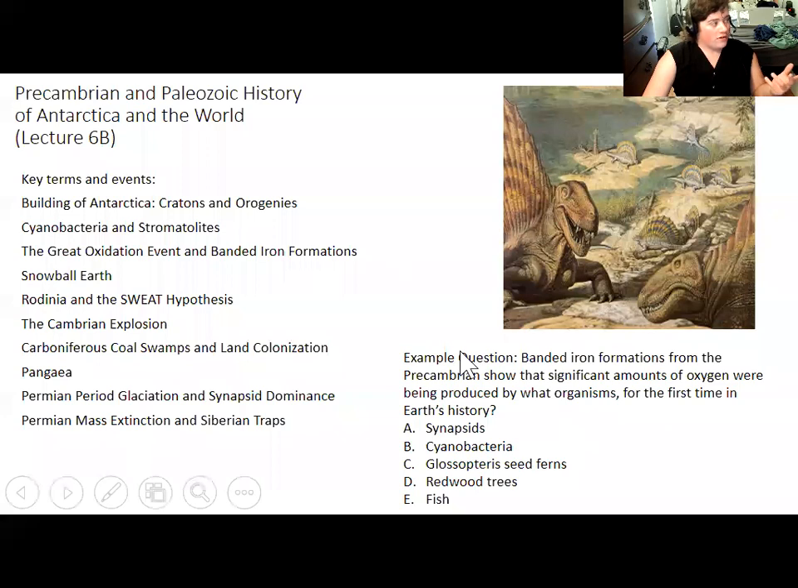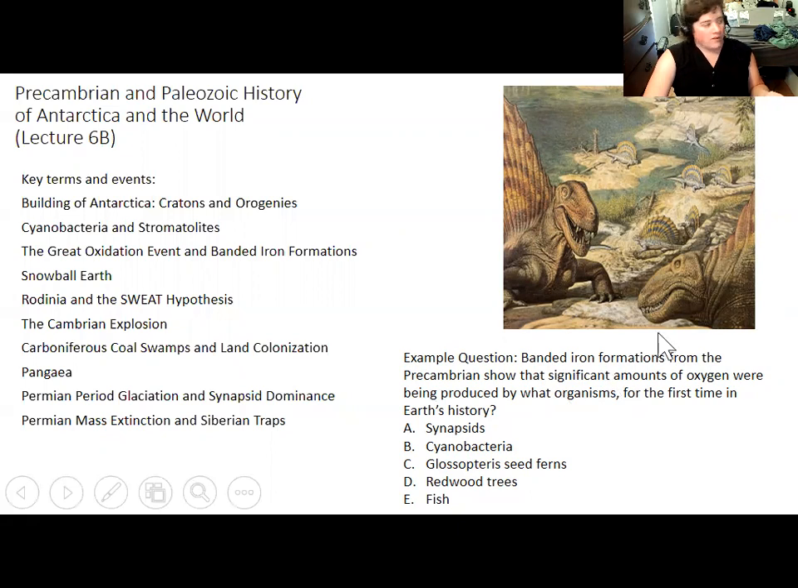Now, the example question is one that might test you to know what sort of organisms would actually do this. So, banded iron formations from the Precambrian show that significant amounts of oxygen were being produced by what organisms for the first time in Earth's history? A, synapsids, B, cyanobacteria, C, Glossopteris seed ferns, D, redwood trees, or E, fish.